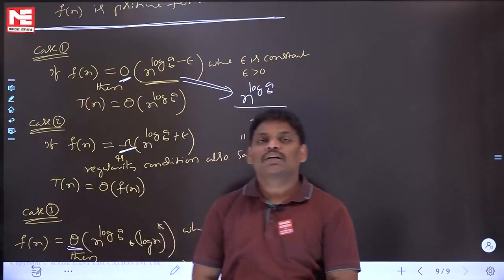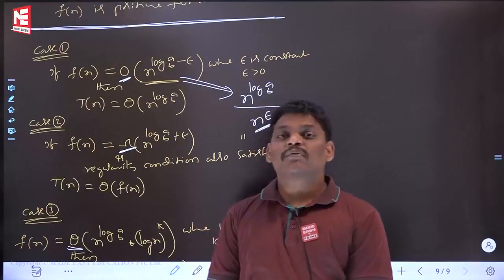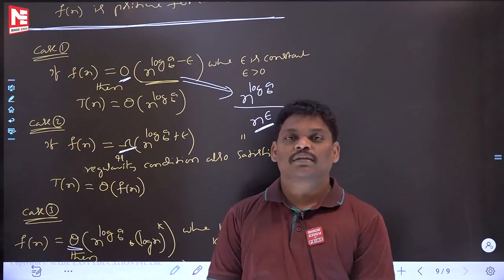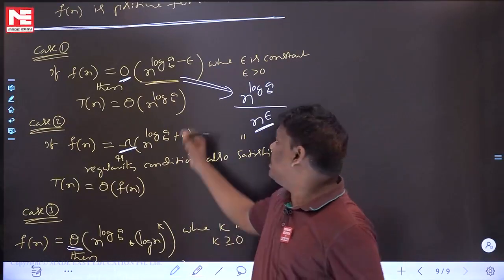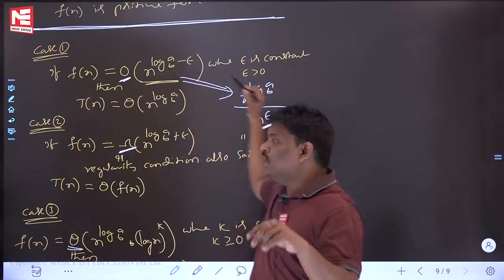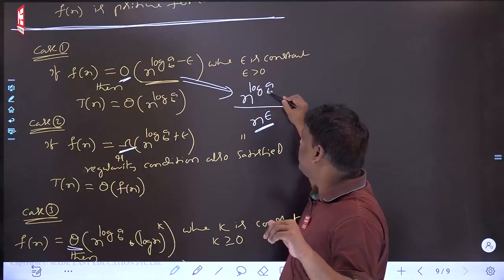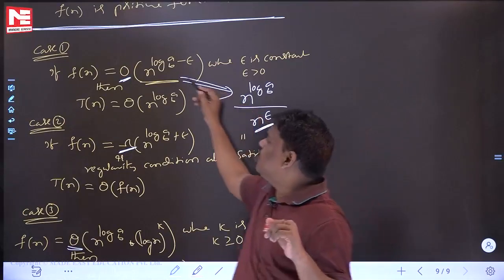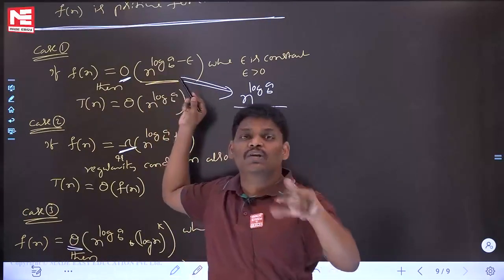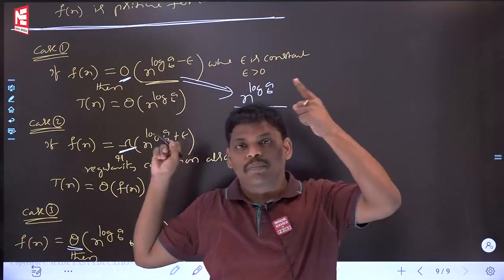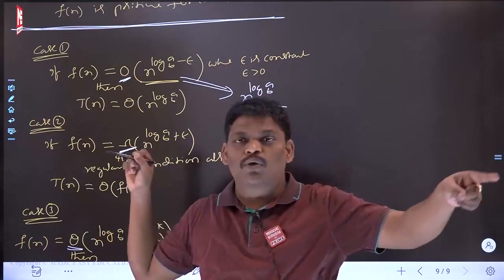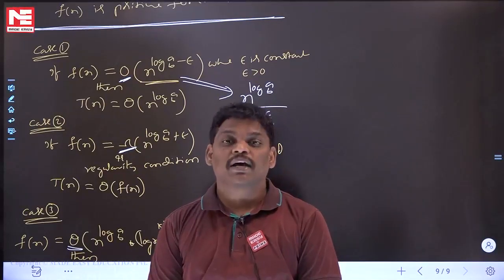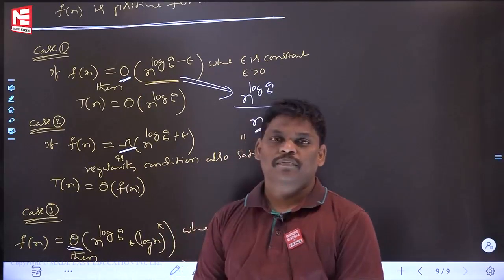Can you help me now? What is case 1 of the master theorem saying? Case 1 says that comparing f of n and n power log a base b, n power log a base b is bigger. And one more thing: n power log a base b, which is bigger, if you divide by a polynomial, then f of n and n power log a base b both are equal. What is the meaning? If you divide n power log a base b by a polynomial, you get f of n. It indicates that n power log a base b is bigger by polynomial time.